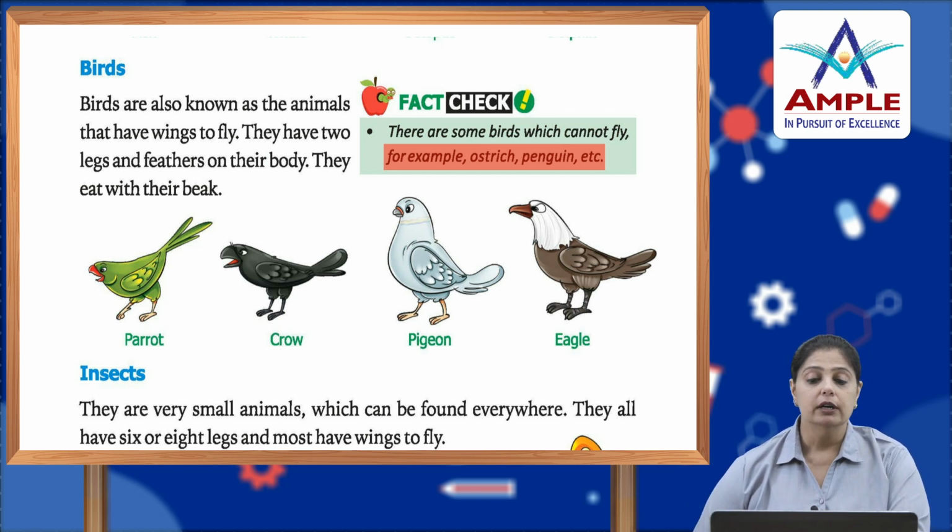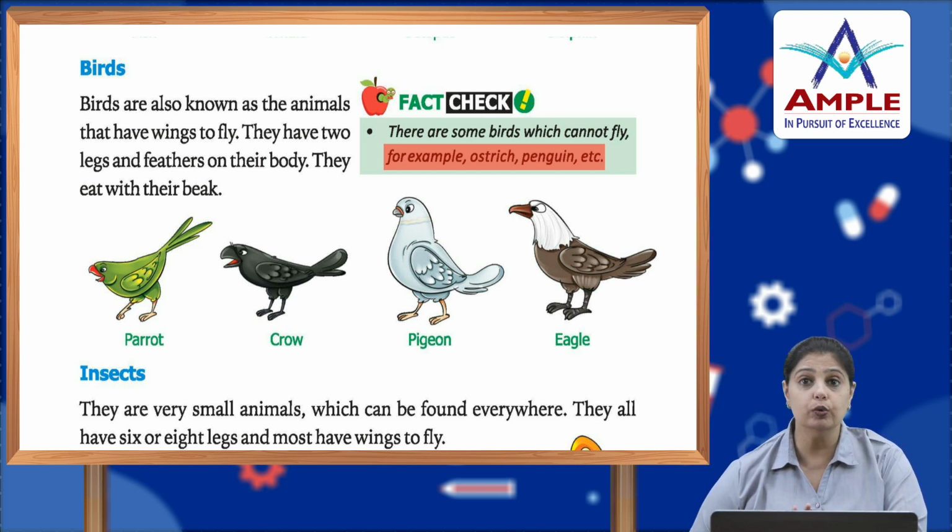Alright. Now, these animals, the birds, the main characteristic is that they have wings to fly, they have two legs and they have feathers on their body. How do they eat? They all have beaks, they eat with their beaks. Parrot, and all these birds, they have different types of beaks. So, there is parrot, there is crow, there is pigeon and there is eagle. They all have different types of beaks. Their body structure is also different.